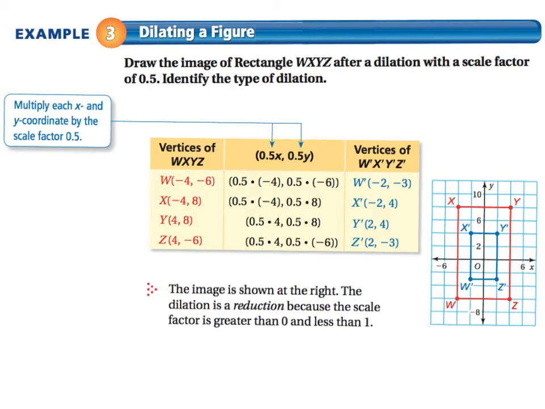So when we look at this problem, we're going to draw the same image of a rectangle WXYZ after a dilation with a scale factor of 1/2. So we're going to multiply. Here's all my vertices. You multiply each x and y coordinate by the scale factor of 1/2, and everything becomes half. So you get the vertices of W prime, X prime, Y prime, Z prime. So the red figure is here. The blue figure, which is your prime figure, got smaller. Therefore, it's a reduction.